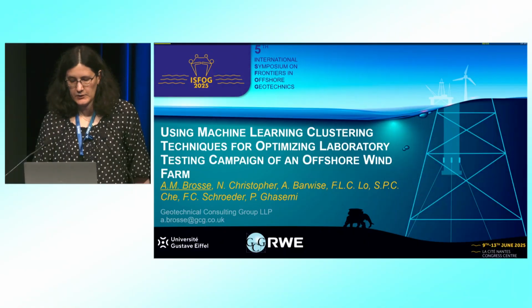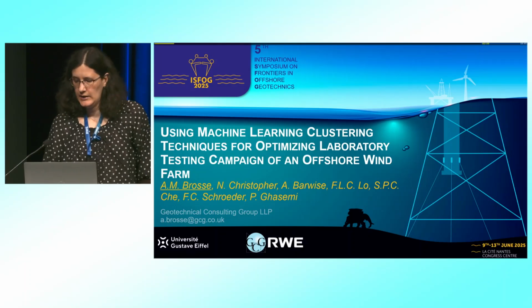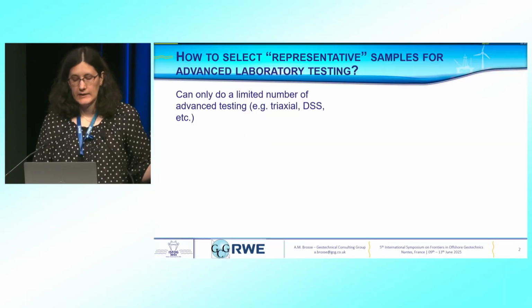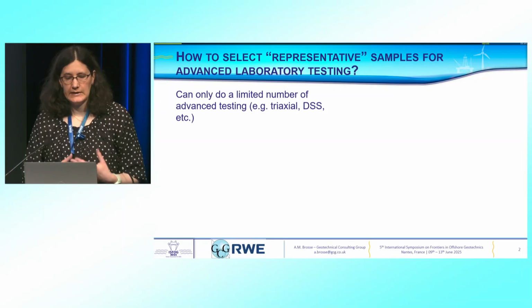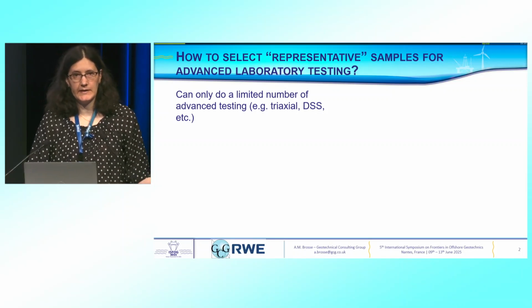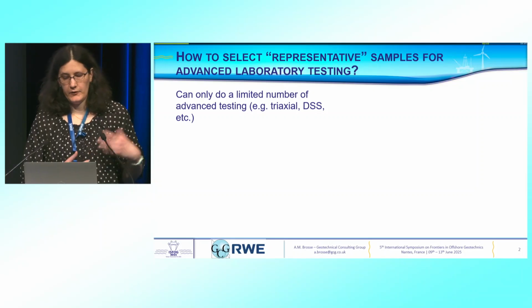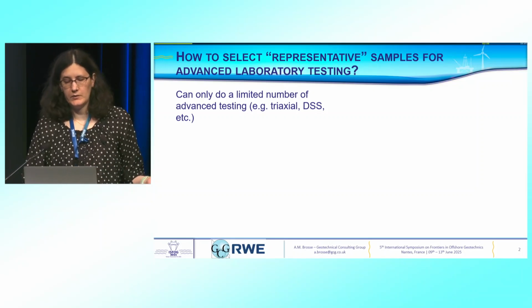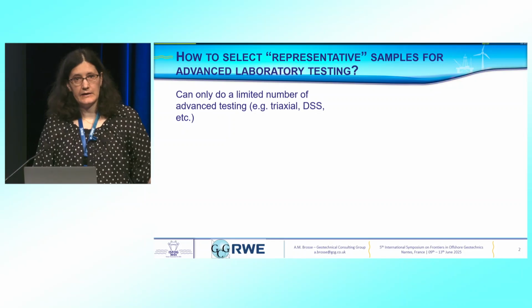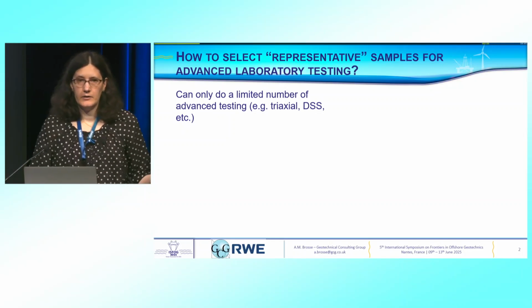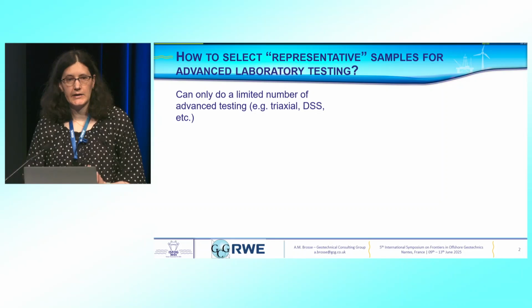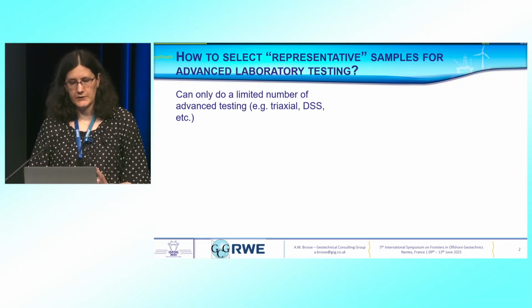I will be giving a brief overview on how we can use a machine learning technique called clustering for optimizing laboratory testing. In a typical laboratory testing campaign, we can do a fair amount of basic index testing for profiling, but when we move on to more advanced testing, like for example triaxial, due to budget and time constraints, we can only do a much more limited amount of tests.